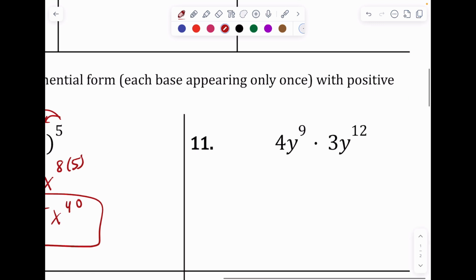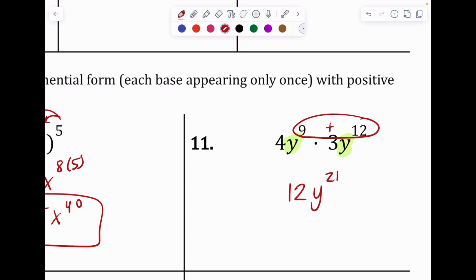Number 11, okay, again, I like to see if we have the same bases, and we do. So 4 times 3 is 12, and then we have our product rule here, which 9 plus 12 is y to the power of 21.